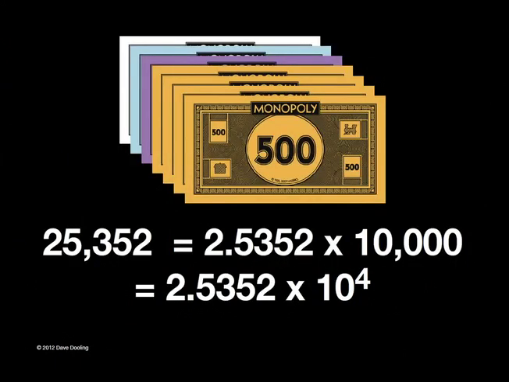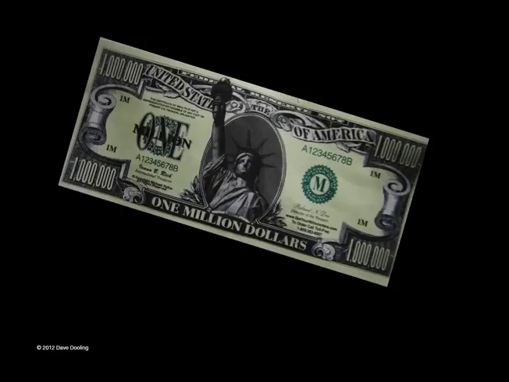Right, $25,352, 2.5352 times 10 to the 4. Notice that in orders of magnitude, we always try to keep just one digit to the left of the decimal, and then all the other digits follow to the right of the decimal. And we make the exponent as large as possible. This is just a standard way of doing it. Every now and then, someone tries passing a 10 to the 6 dollar bill. They're not real. They're bogus.